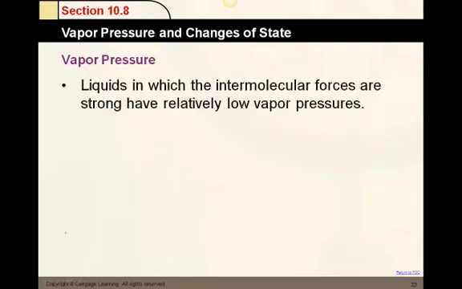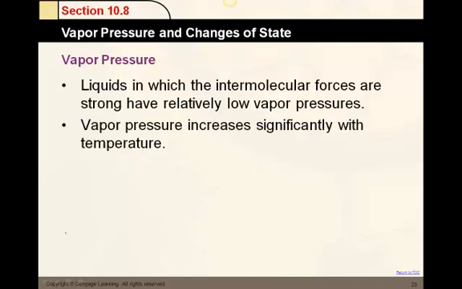Liquids in which the intermolecular forces are strong have fairly low vapor pressures. They do not become a vapor easily because they stay in the liquid state. Vapor pressure increases with temperature. So as temperature increases, the energy given to those molecules increases, and those molecules can become a vapor easily.